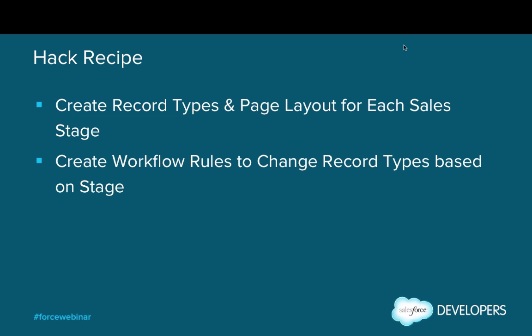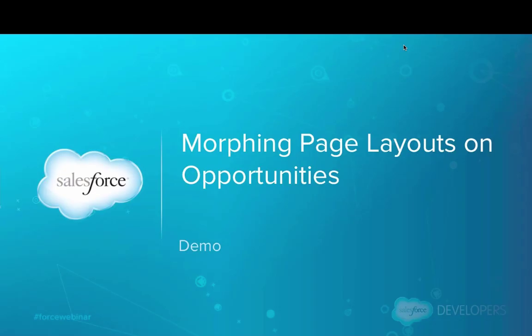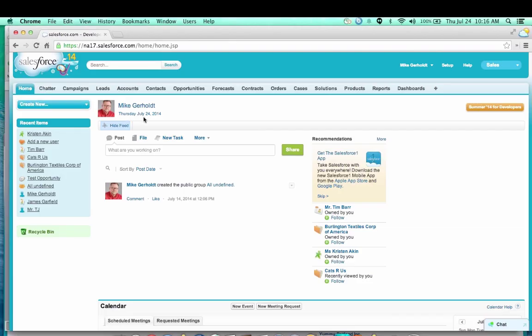So our hack recipe for this is we're actually going to create a record type and a page layout for each of the sales stages that we have. And then what we're going to do is create a workflow rule to change that record type based on the stage. So let's go in and we'll look at what our sales stages are. I'll show you the record types that I created, the page layouts that are associated to those, and then the workflows that power them. So I'll start again at my Salesforce home screen.